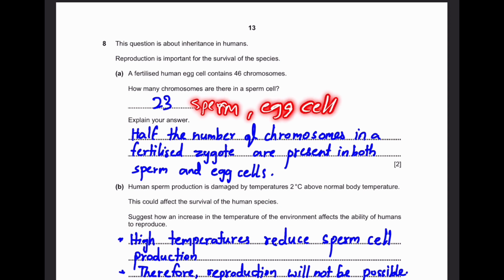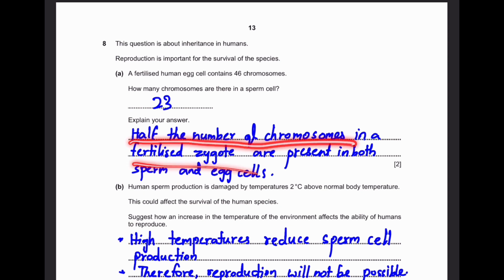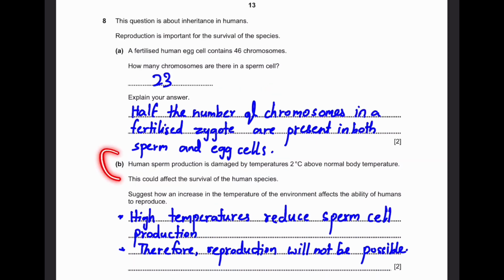Unfertilized, actually. And if they combine together, we get this fertilized human egg cell. So that means because sperm and egg cells have the same number of chromosomes, we can say 46 divided by 2, which is 23. Half the number of chromosomes in the fertilized zygote, which is the human egg cell which is fertilized, is present in both sperm and egg cells. Let's go to part B.